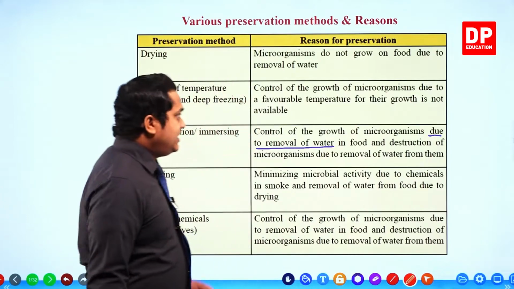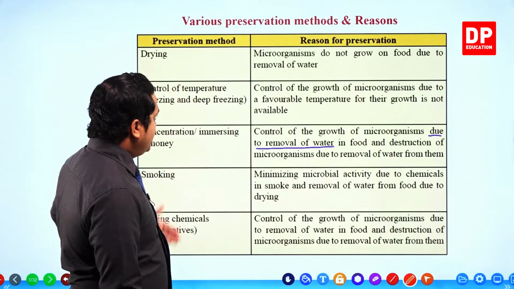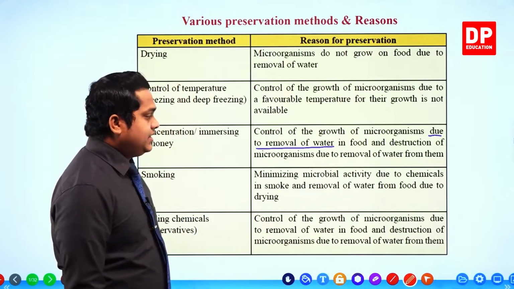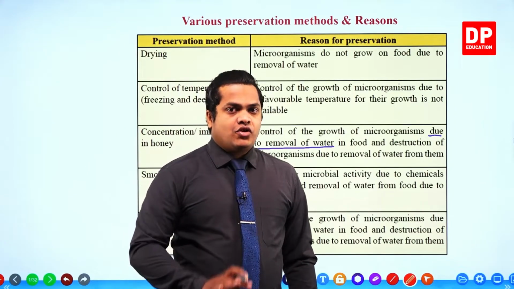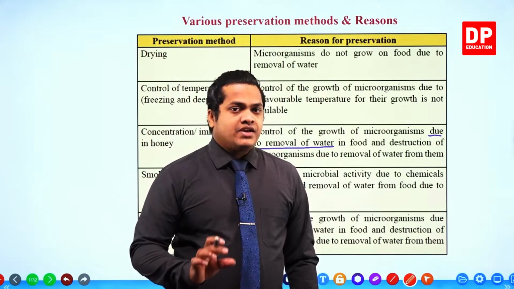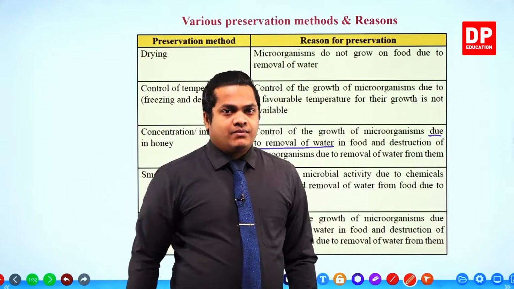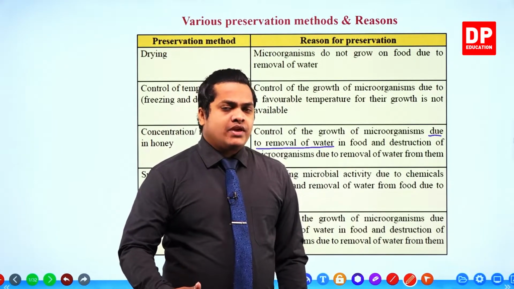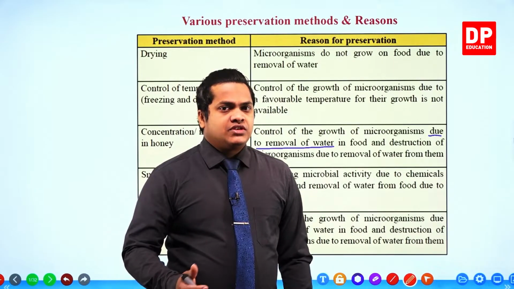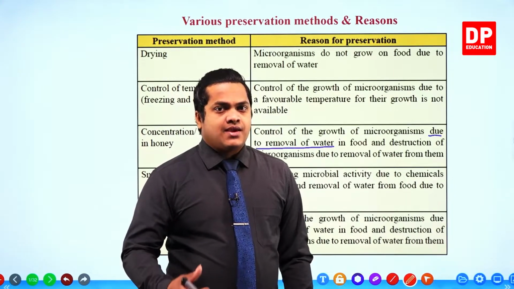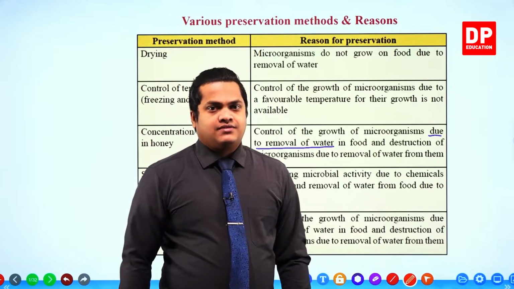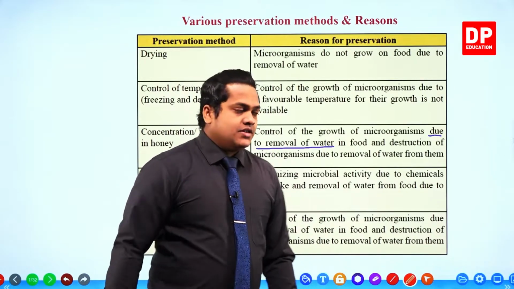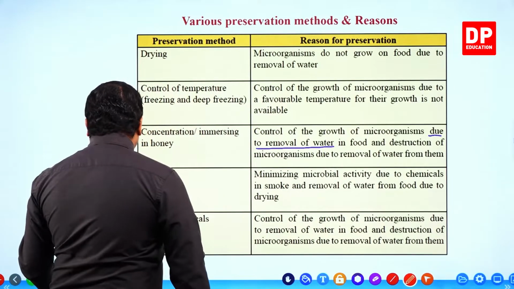So in each of these methods, as you can see, either we control the growth of microorganisms by controlling the factors favorable for their growth, or we destroy the microorganisms by using different types of chemicals and other means. Okay, right. So let's head on to see what the other contents are.